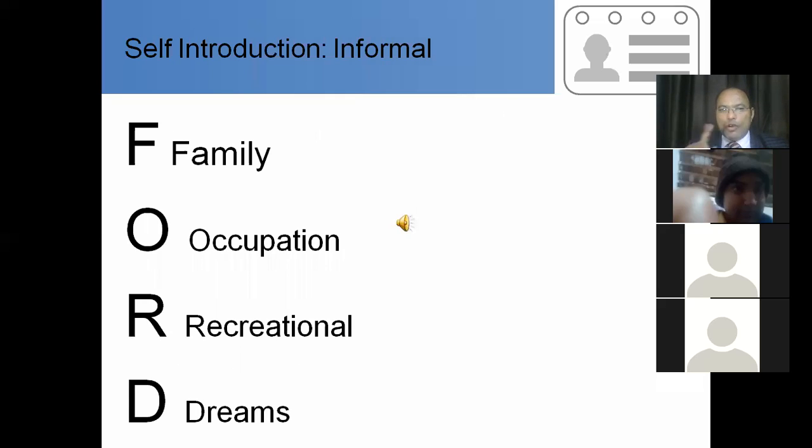Self introduction informal. This is a model which I am giving you, a model of self introduction in the informal way. When you are introducing yourself informally, then you can talk about your family. When you talk about your family, first of all, you will talk about yourself, what are you and who are you, then about your father, then about your mother, then about your sisters and brothers. You can talk about family, and then you can switch on to your occupation.